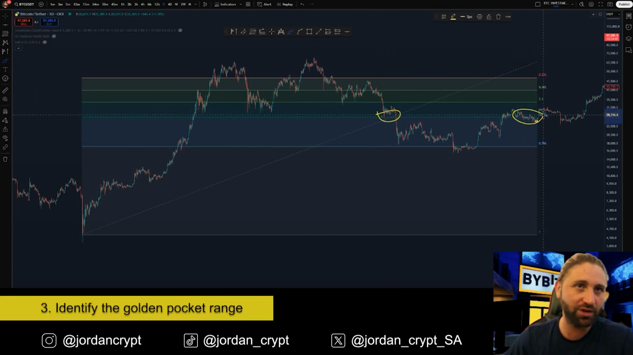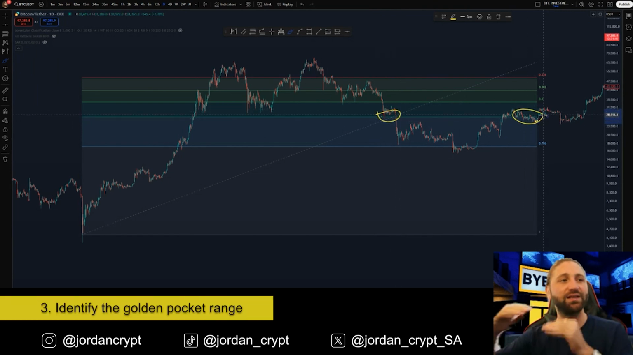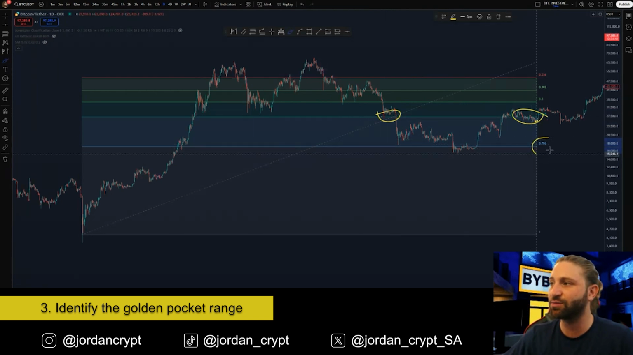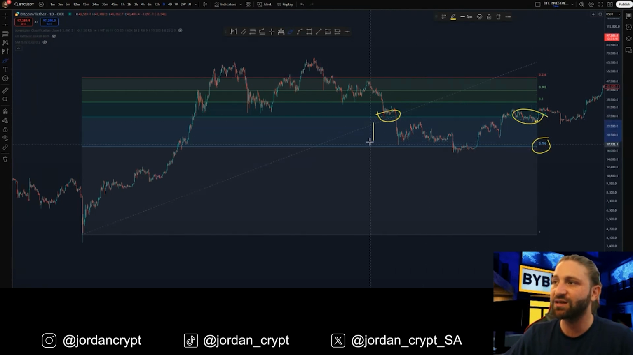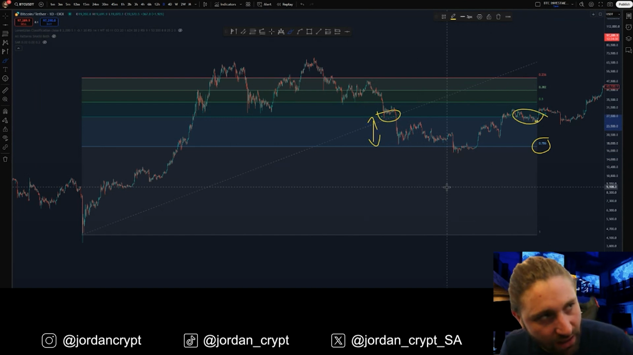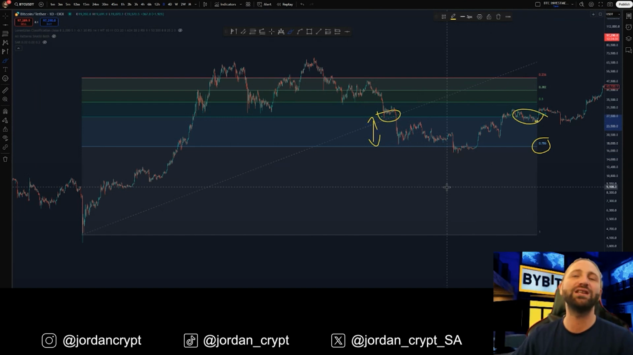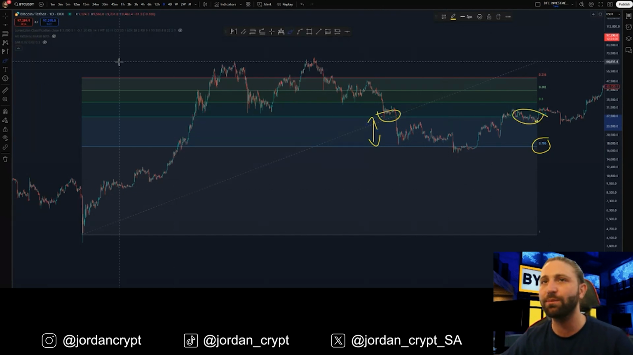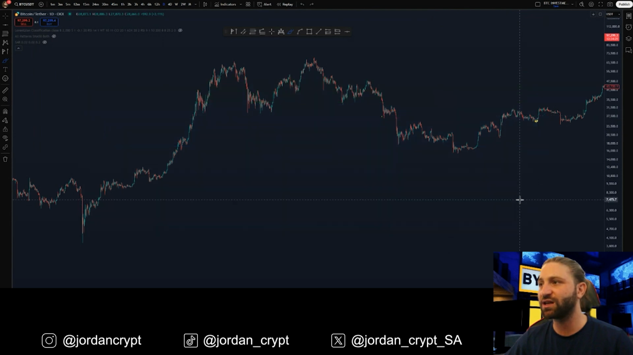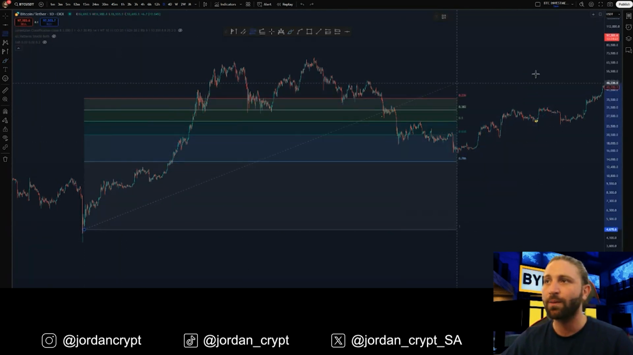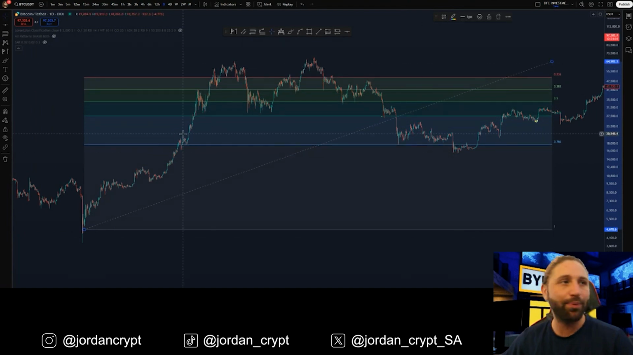Even more importantly is the space between the 0.618 and the 0.786. This space here is known as your Fibonacci golden pocket. This is one of the most OG strategies that you can use. It is called the Fibonacci golden pocket strategy. The Fibonacci golden pocket strategy tells us that the golden pocket is the place where price is most likely to reverse.